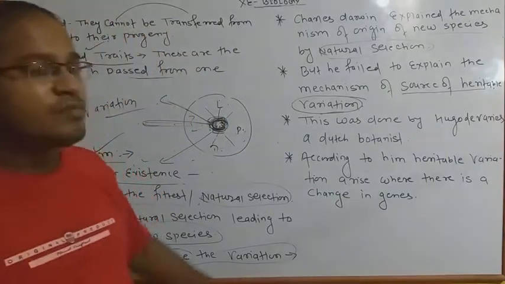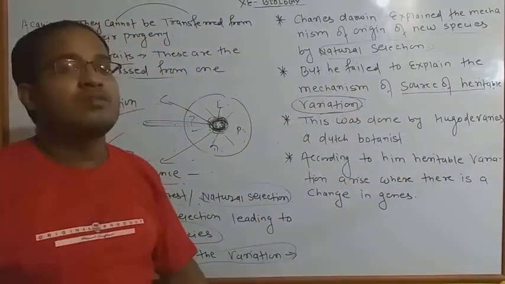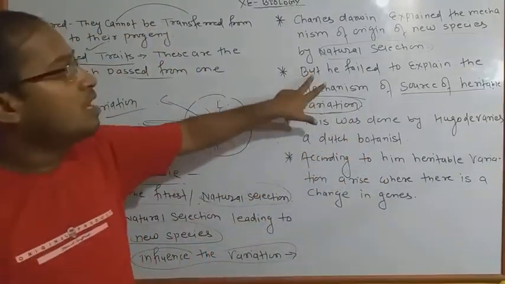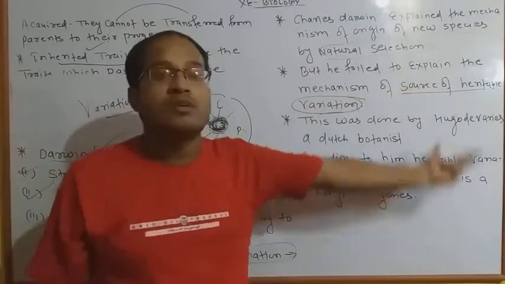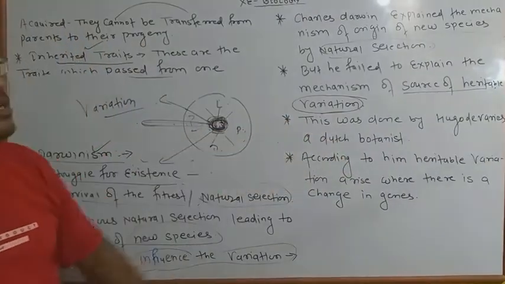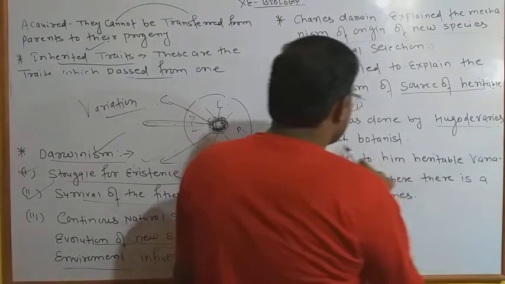उन्होंने अपने सिस्टम में इस चीज को नहीं बताया कि जो सोर्स ऑफ हेरिटेबल वेरिएशंस होता है, जो एक जनरेशन से दूसरे जनरेशन में हेरिटेट होते हैं। Charles Darwin was unable to explain the variations of the human beings or maybe animals. Okay, after that the great scientist came into existence and the scientist's name was Hugo de Vries, the Dutch botanist.